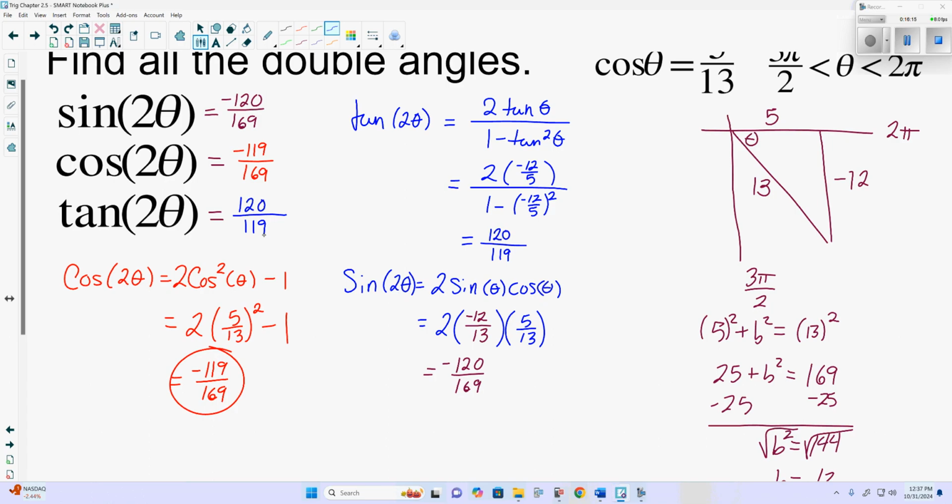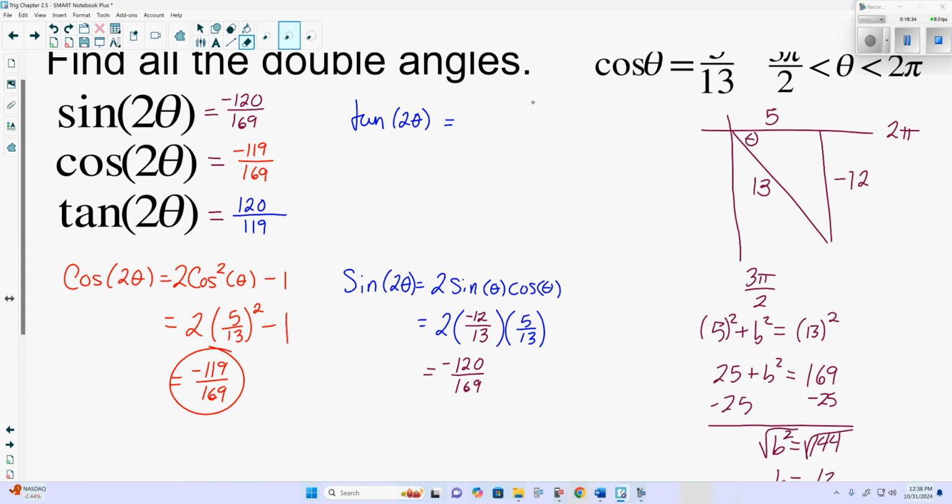So really for this, we just need to set the triangle up so we know the opposite, adjacent, and hypotenuse, and we can find our values here. Questions on any of this so far? Now, tangent, there's another way we could have done this. Tangent is sine over cosine.